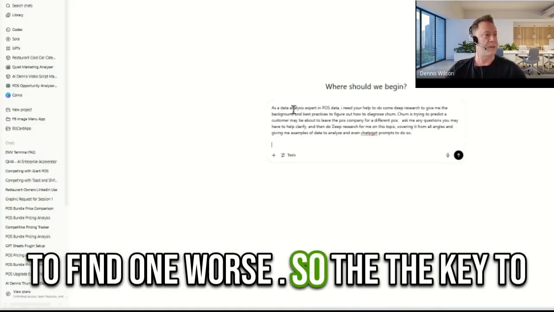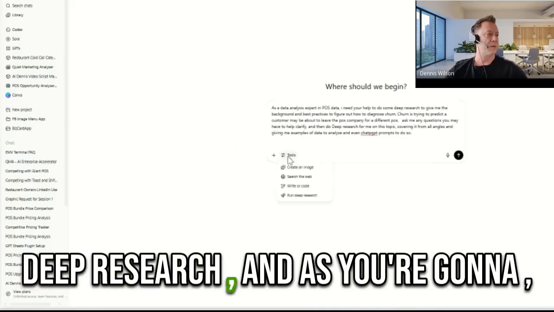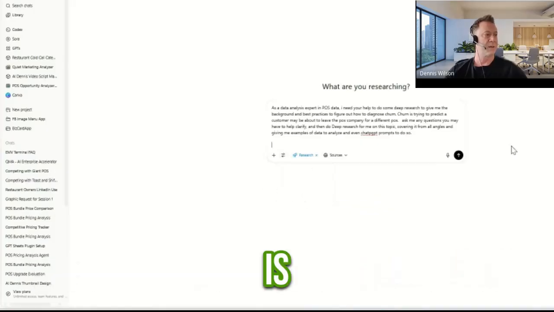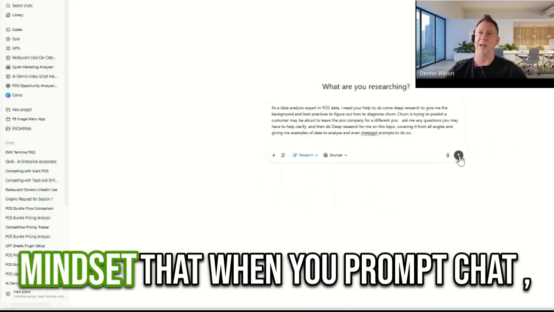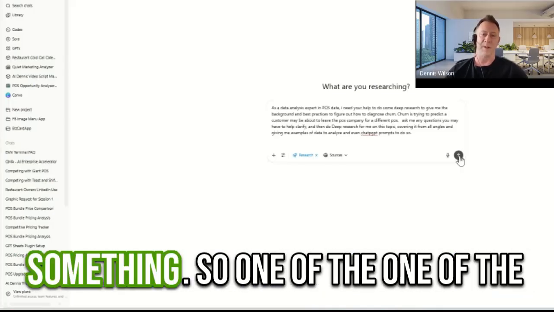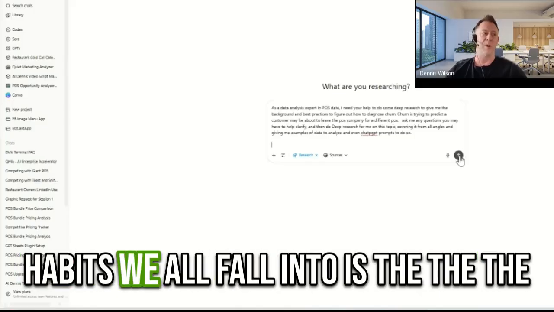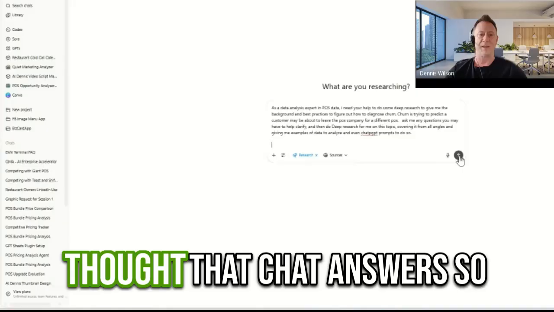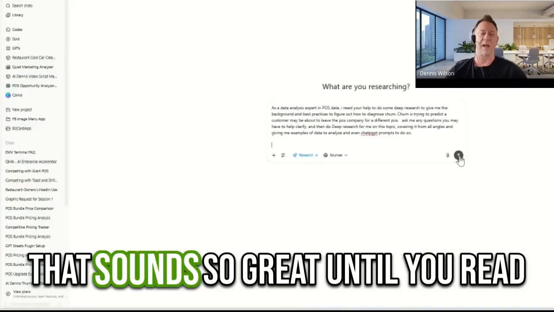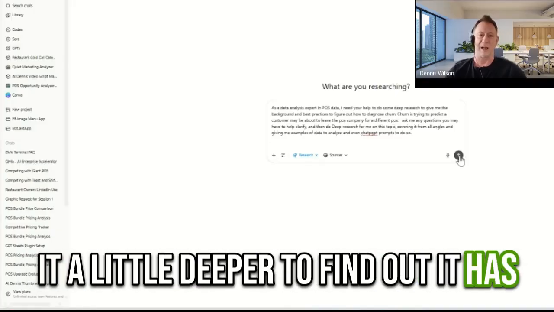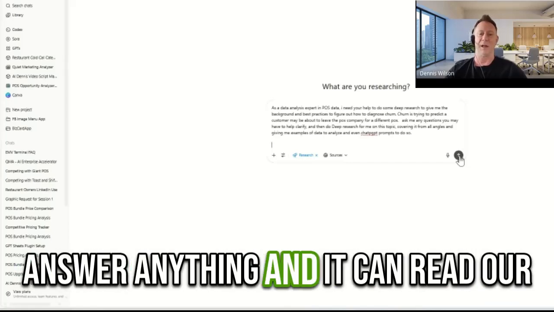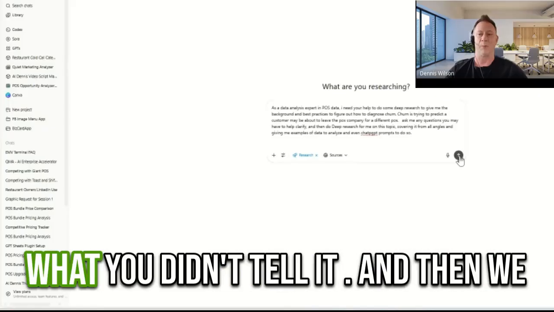So the key to deep research, and as you're going to hear a common theme through this whole process today, is you need to get to the mindset that when you prompt chat, you need to prompt chat the way you would ask a coworker to do something. One of the habits we all fall into is the thought that chat answers so great. Well, it doesn't. It answers so quickly with something that sounds so great until you read it a little deeper to find out it has no soul and maybe it's not as great, that we get lazy thinking it can answer anything and it can read our minds. And it can't. It just makes up what you didn't tell it.